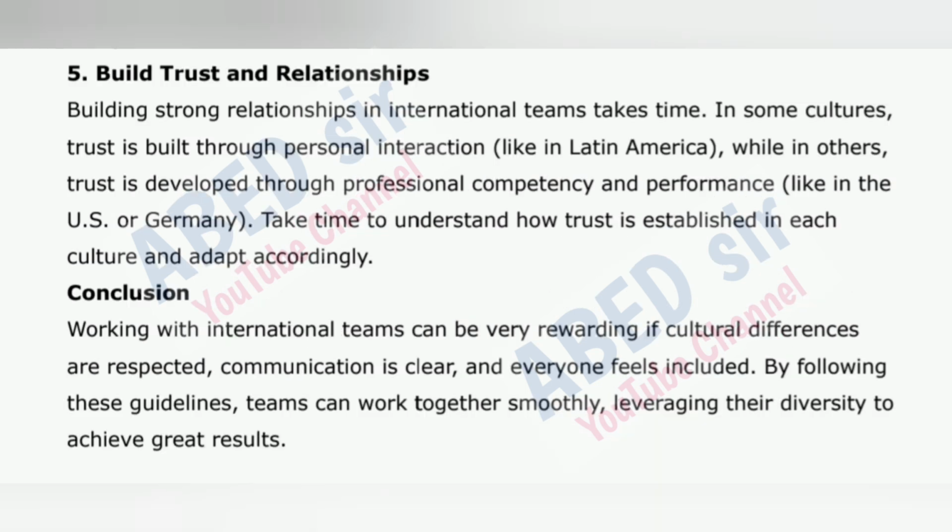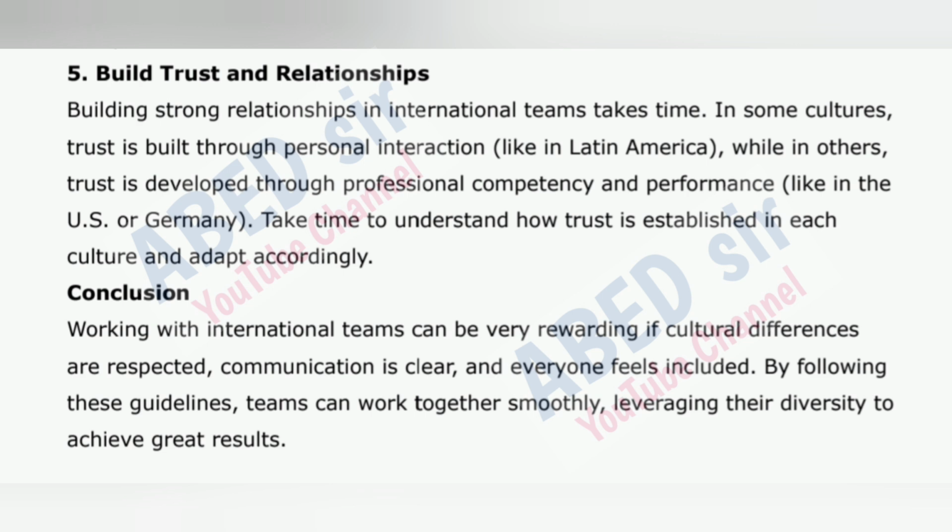5. Build trust and relationships. Building strong relationships in international teams takes time. In some cultures, trust is built through personal interaction, like in Latin America, while in others, trust is developed through professional competency and performance, like in the US or Germany.